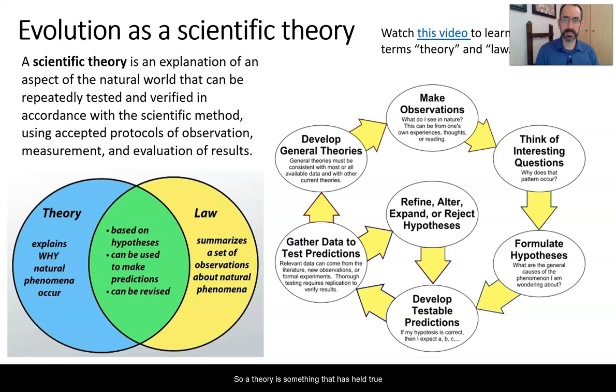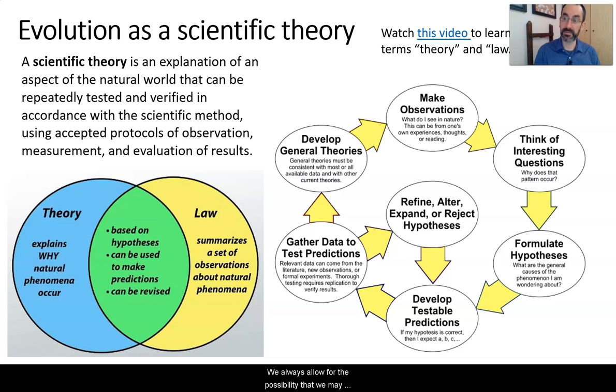So a theory is something that has held true with every observation and piece of data that we have found. So it's a very strong word. By theory, we mean it's about as close to a fact as we're willing to admit. Scientists do not like to use the word fact.